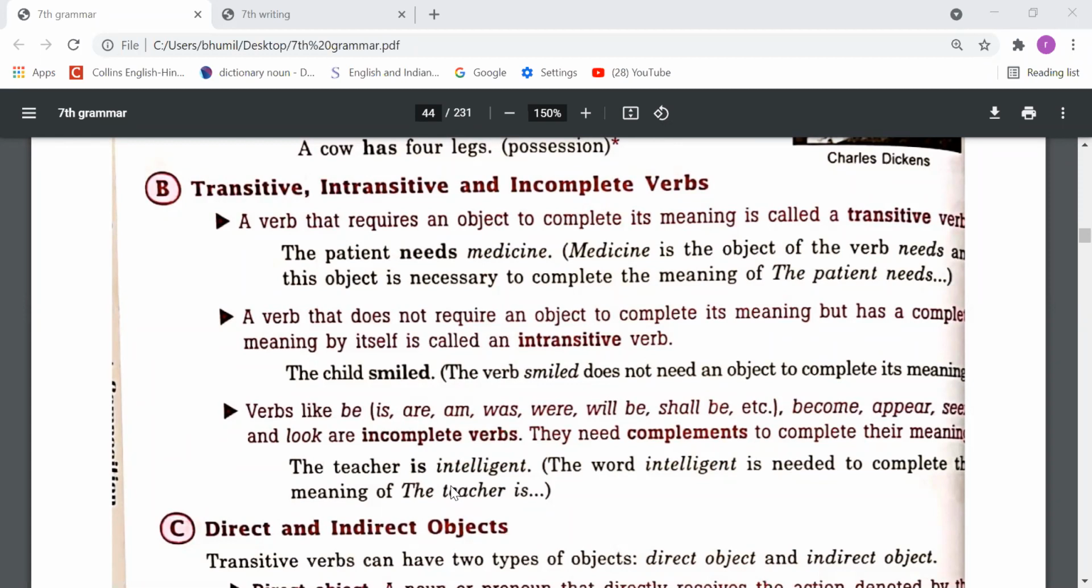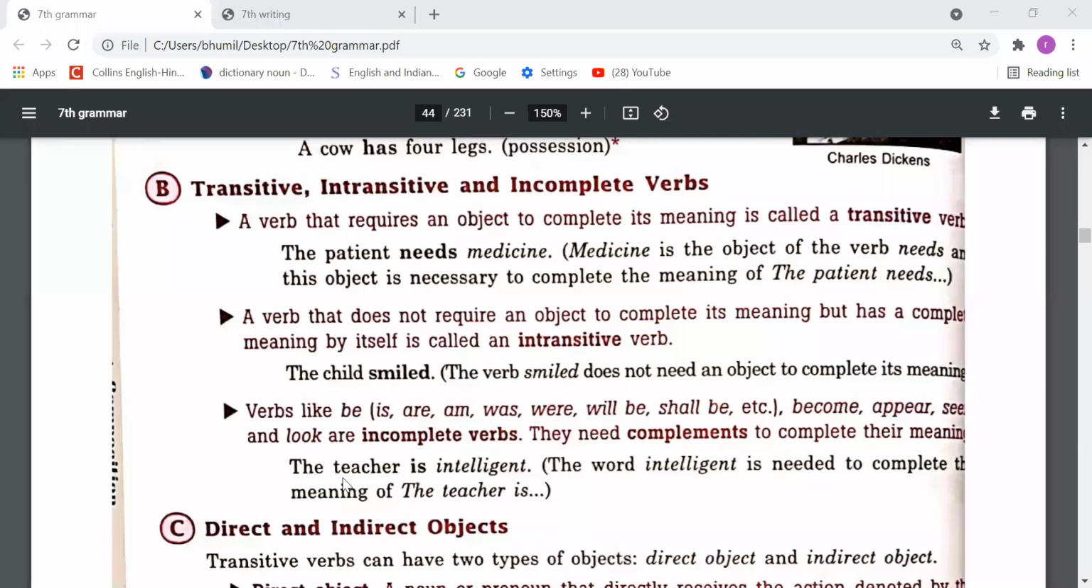And after that we have to use something. We can't use those verbs without any word, so after those verbs we need to use some words. Those words are called complements, but not objects. Like the teacher is: an incomplete verb. We need to use something to complete this sentence.